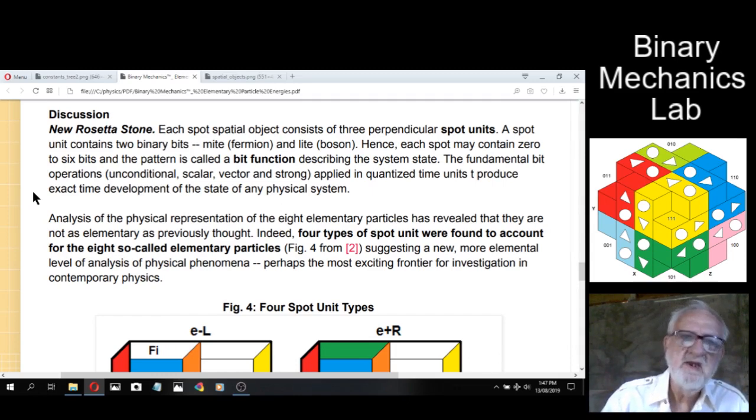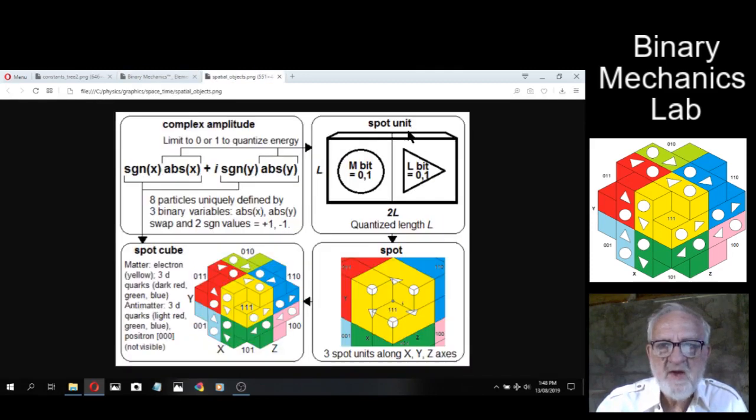Let's talk about this. Each spatial object consists of three perpendicular spot units. A spot unit contains two binary bits. The M bit might be related to fermions, and the L or light bit, which, grossly speaking, might be intuitively related to boson type particles. Hence, each spot may contain 0 to 6 bits, and the pattern is called a bit function describing the system state. Here is our spot unit again with the M bits and the L bits as just described.